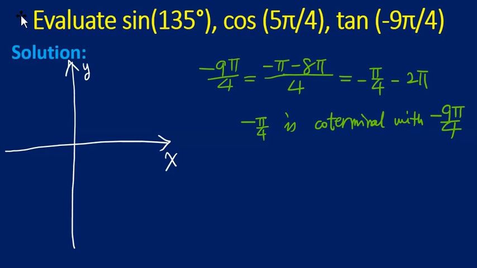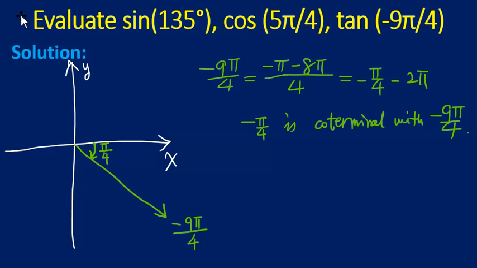And it's easy to sketch negative pi over 4. So the terminal side of negative pi over 4 is over here. And it's coterminal with negative 9 pi over 4. So let's label it with negative 9 pi over 4. This will be the angle pi over 4.